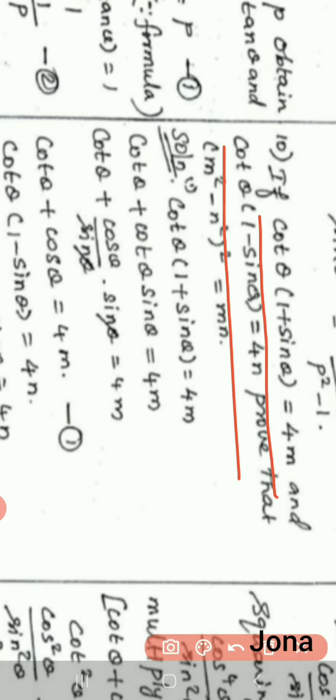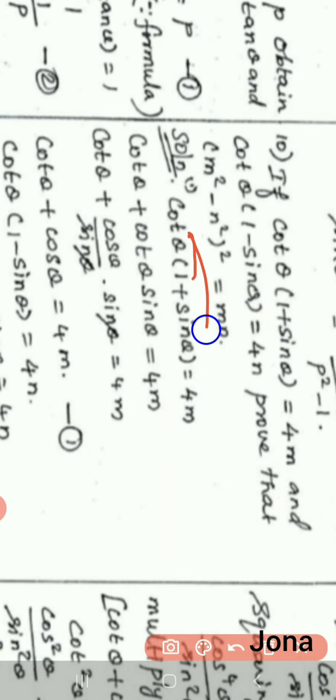10th problem. If cot theta into 1 plus sin theta equal to 4m and cot theta into 1 minus sin theta equal to 4n, prove that m square minus n square the whole square equal to mn. Here this 4m is nothing but cot theta into 1 plus sin theta. I want to remove the bracket here like this. So cot theta plus 1 plus cot theta into sin theta equal to 4m.